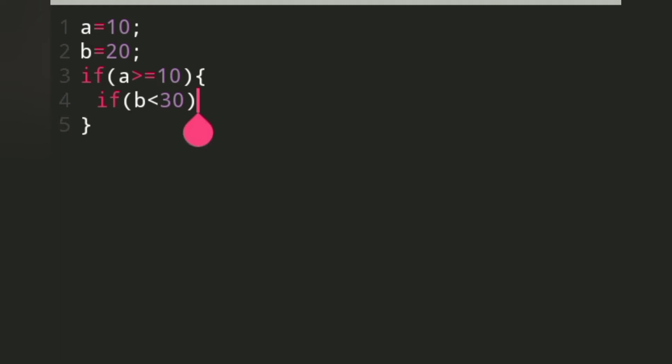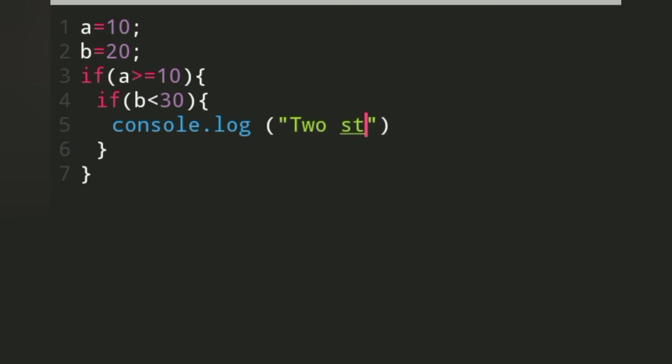Having written our B less than 30, now inside it we want to tell the code what to do if the first is true and the second if statement is true. So I'm going to say console.log. I'm going to print to the console that the two statements are true.